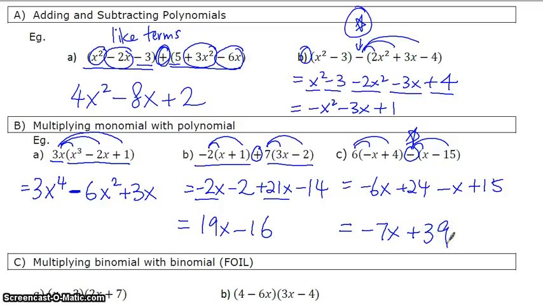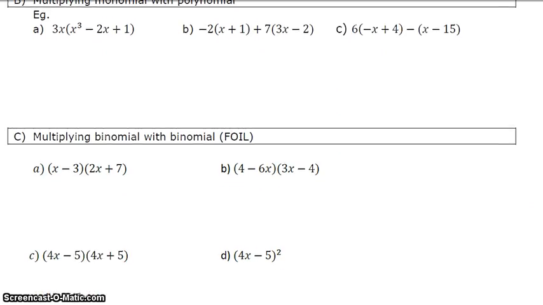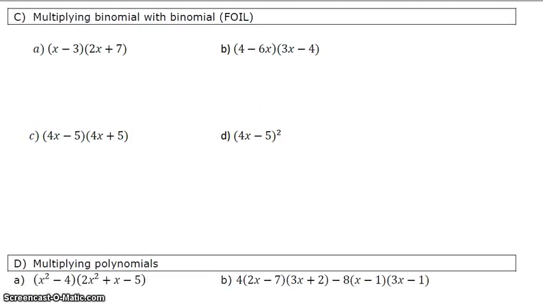Okay, let's move on to skill number 3. When you multiply a binomial and a binomial together, we have something called FOIL. Why is it called FOIL? Because you need to multiply each term with each term. The first term of the first binomial multiplies with this one and with that one. Then the second term multiplies with that one and with that one.